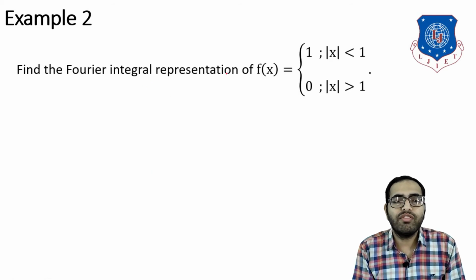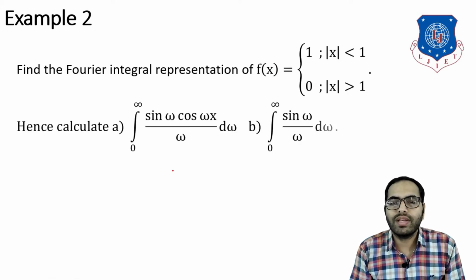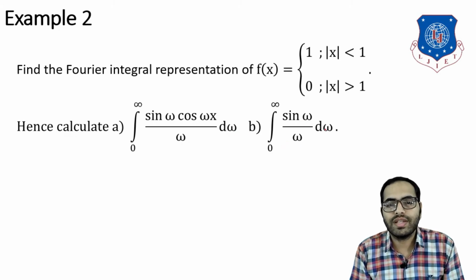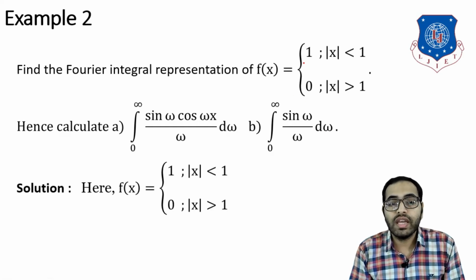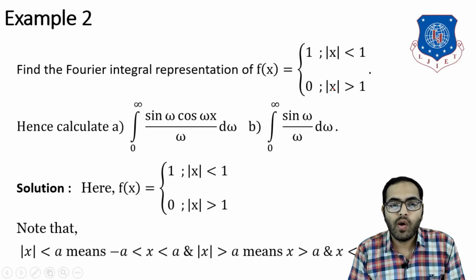Find the Fourier integral representation of the function f of x equal to 1 where mod x is less than 1, and 0 where mod x is greater than 1. Also deduce, or calculate, the first one: integral from 0 to infinity of sin omega cos omega x by omega d omega, and another: integral from 0 to infinity of sin omega by omega d omega. Firstly, we have the function f of x equal to 1 where mod x is less than 1 and 0 where mod x is greater than 1.